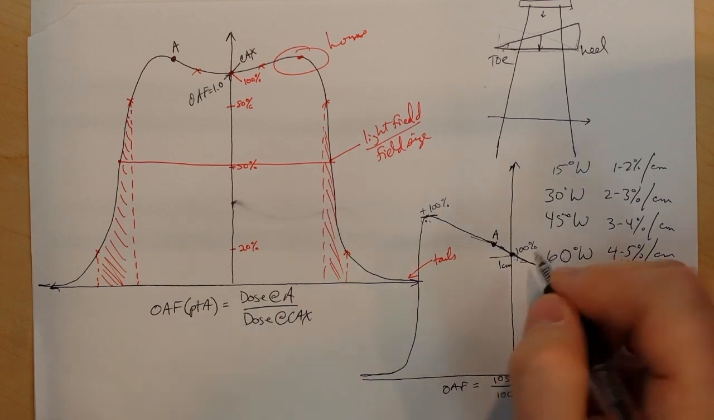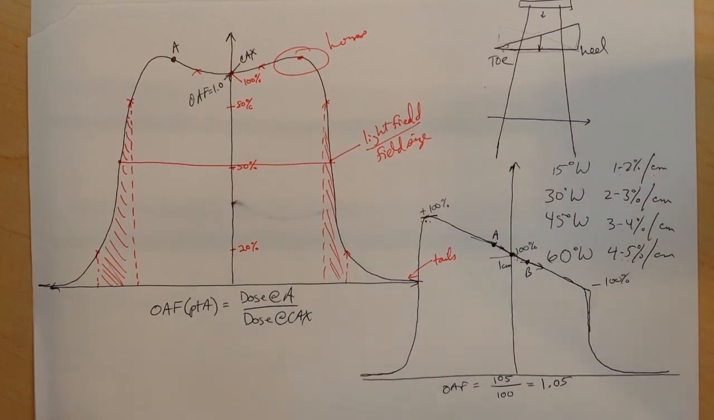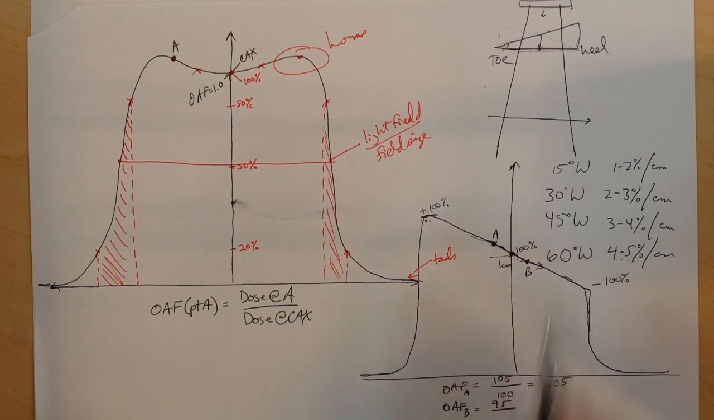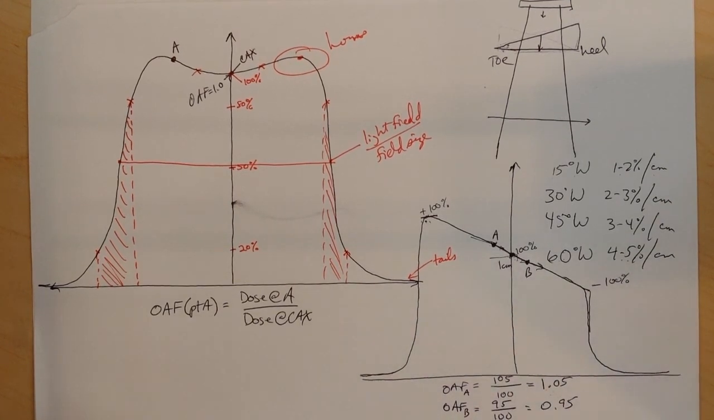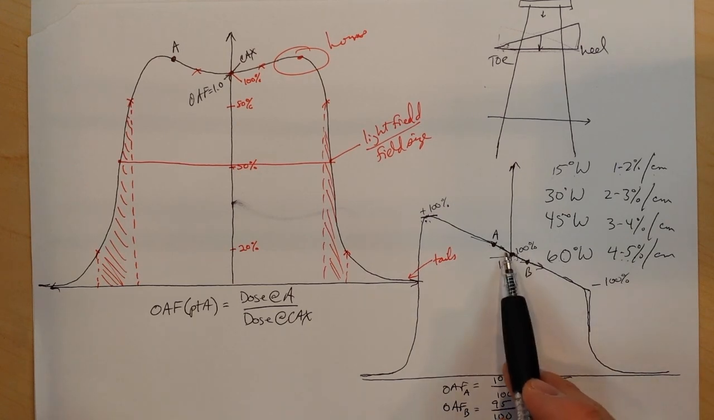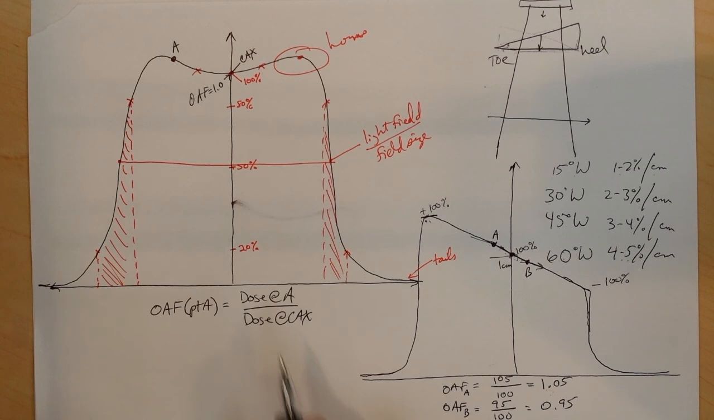If I go off-axis the other way, towards the heel, let's say to point B, my off-axis factor for point B is going to be 5% less, 95, divided by the dose on the central axis, which is 100, and I'm going to get 0.95. Okay, so I'm 5% cooler off-axis toward the heel, and 5% hotter toward the toe. Off-axis factor, again, accounts for the change in the intensity of the beam as we move off the central axis of the beam. Okay, it's particularly important for wedged fields.